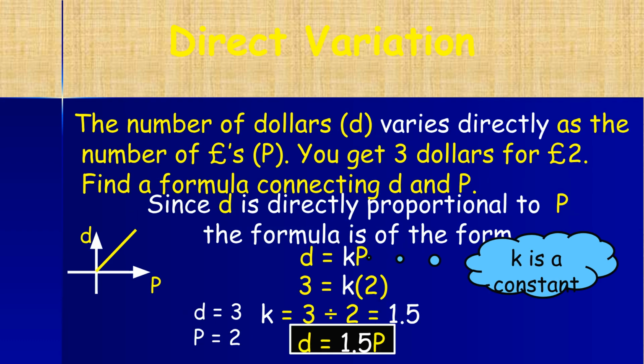The number of dollars D varies directly as the number of pounds P. You get $3 for 2 pounds. Find a formula connecting D and P. Since D is directly proportional to P, the formula is D equals kP. Substituting the values gives 3 equals k times 2, so k equals 1.5. The formula is D equals 1.5P.